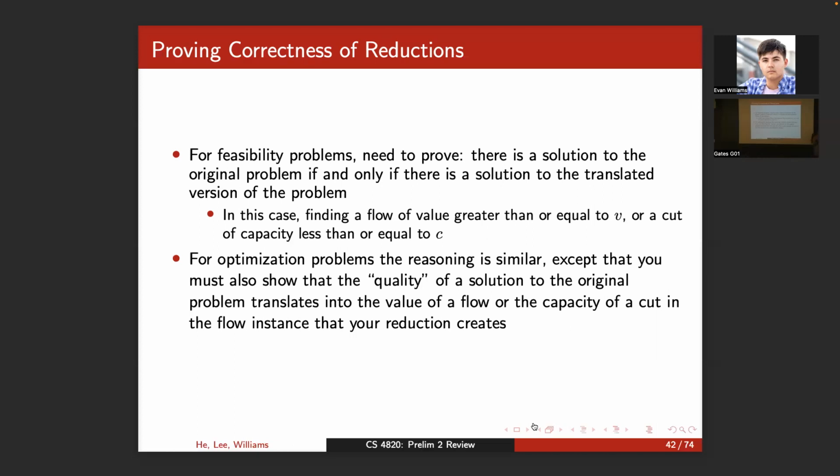And then for optimization problems, it's similar reasoning, except that you need to show quality. The quality of your solution is going to translate. So if you find the most optimal solution in the original problem, your network flow is also going to find the most optimal solution. The important part for reductions for network flow is that you're proving both directions.